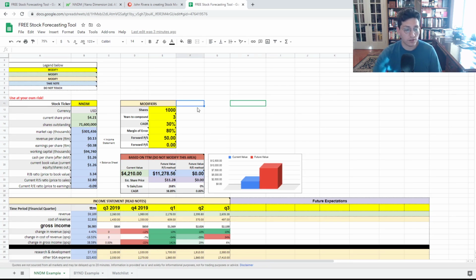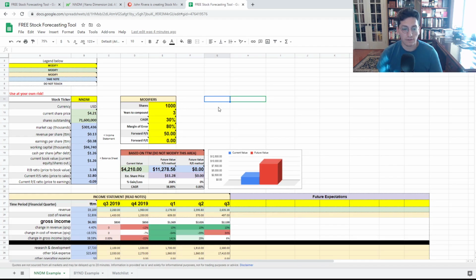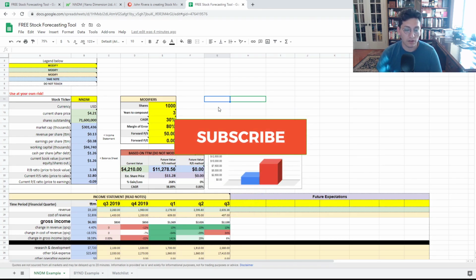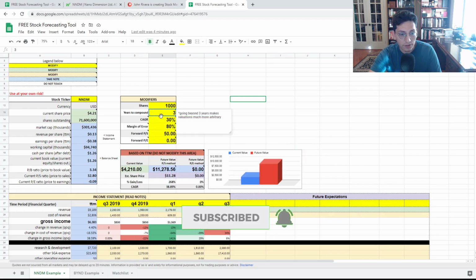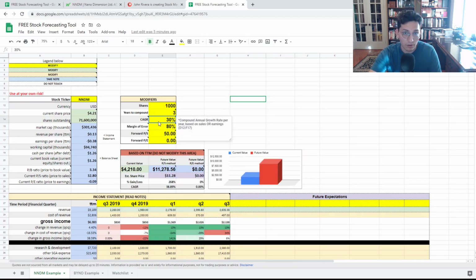I also made sure to include a ton of notes, so that you can hover over these and see exactly what it is that you're looking at. Anything with this little triangle in the top right corner is a note for you to read. The way it determines value for stocks is mostly on either price to sales or price to earnings ratios. You can change your share count, your years to compound, your compound annual growth rate, your margin of error or safety net, your forward price to sales that you predict, and forward price to earnings that you also predict.